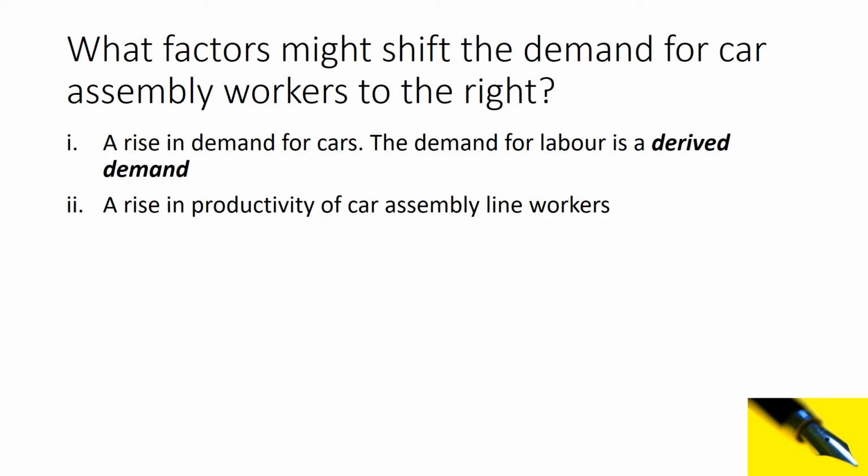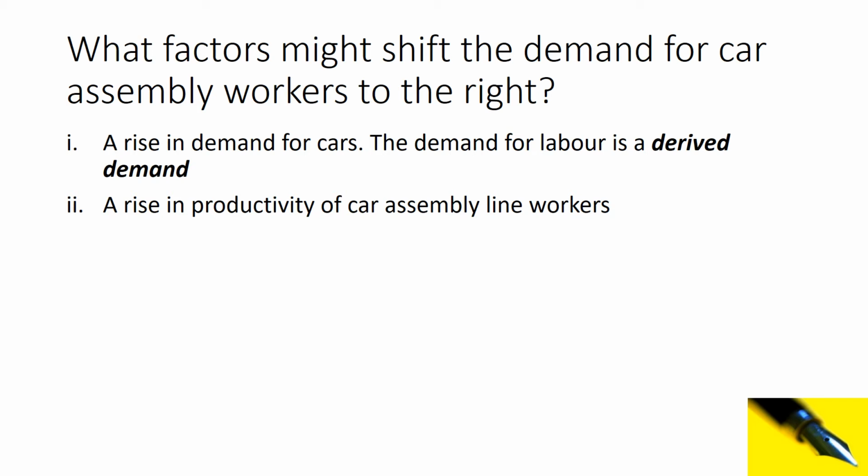Second factor is productivity. So we saw in our previous lesson that if there is a rise in productivity of individual workers, then the MRP curve will shift to the right. So students often get a bit confused on this. They often say, well, hang on a minute, if workers are more productive, surely you don't need as many of them to make the same number of cars. And this is not actually correct.